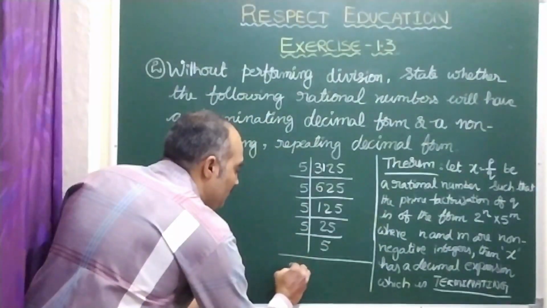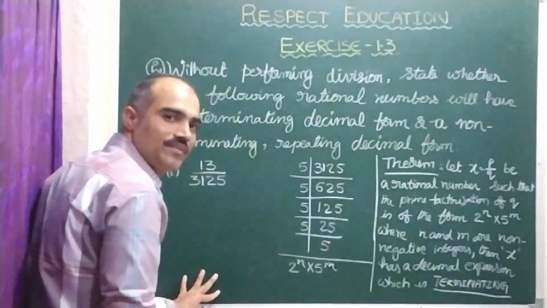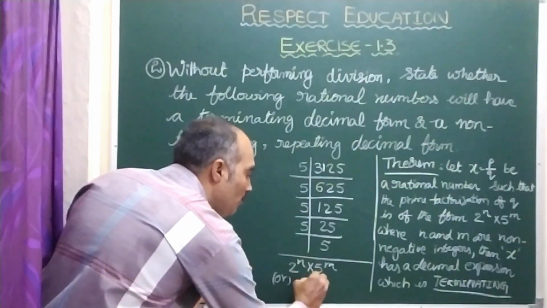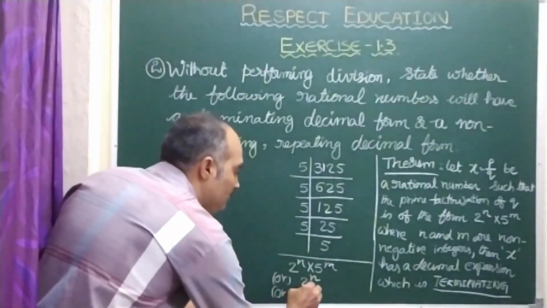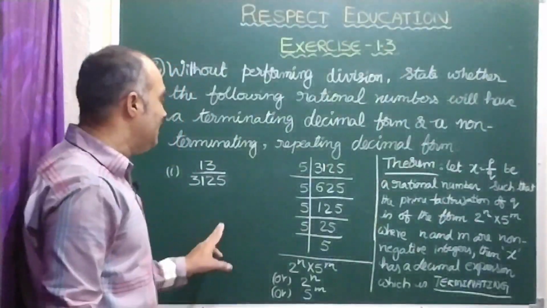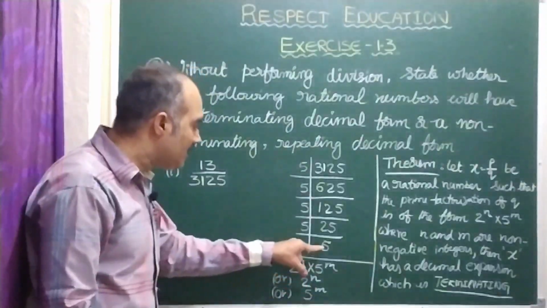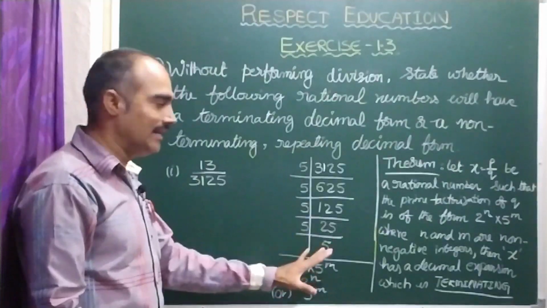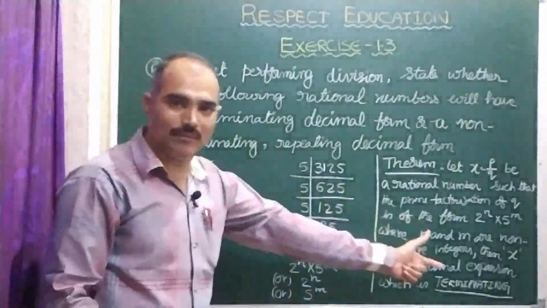If it is in the form of 2 power n into 5 power m, or if it is in the form of only 2 power n, or if it is in the form of only 5 power m. So if the prime factorization of q, the denominator, comes in any one of these forms, then in that situation also the given rational number is terminating.